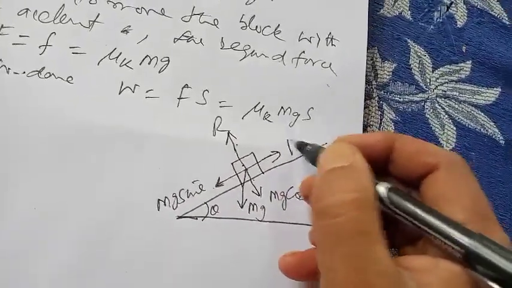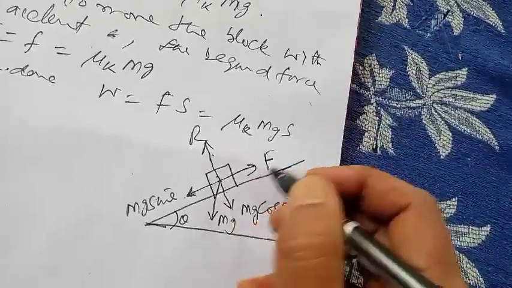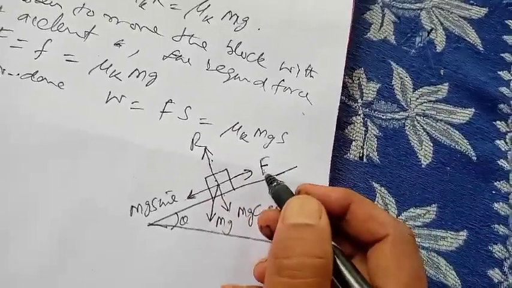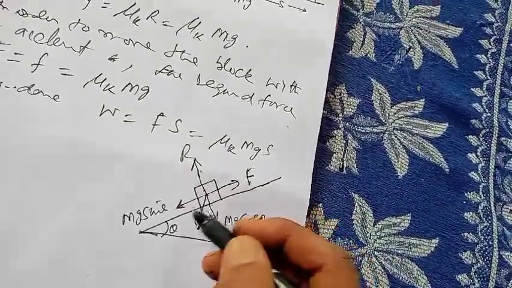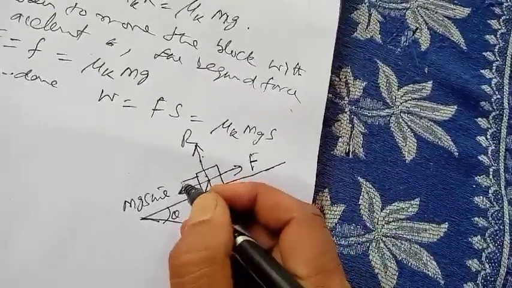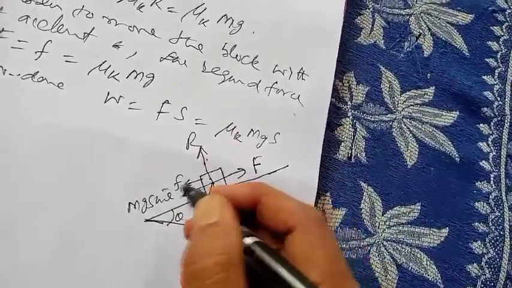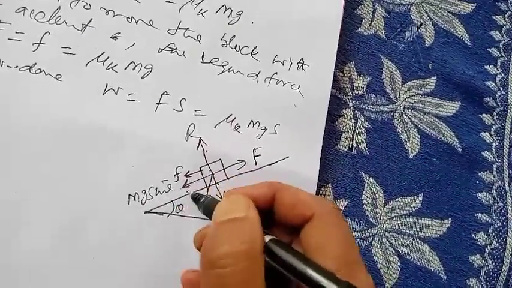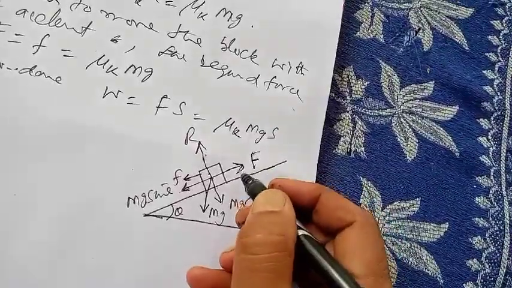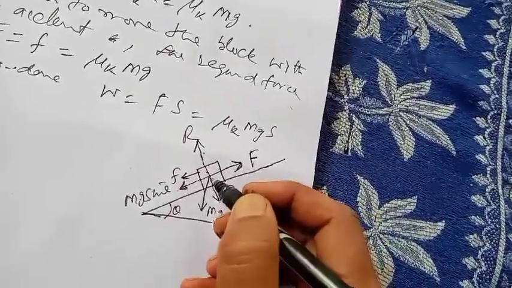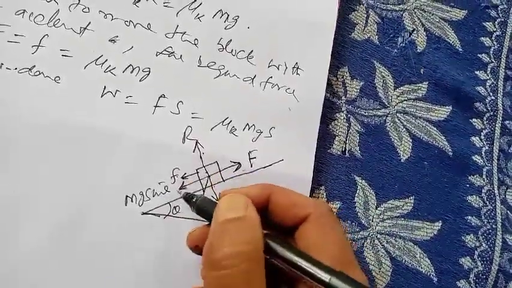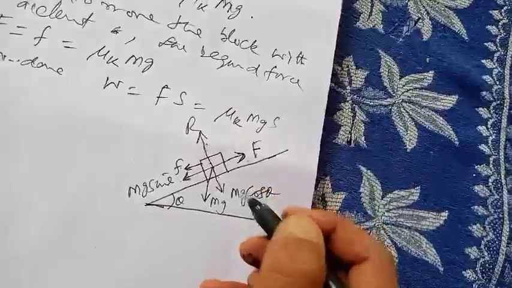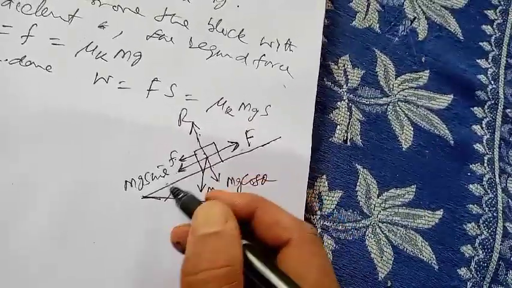This is the force required if we move the block upwards. We have to apply a force just equal to the summation of the force of friction F and mg sin theta. We have to move the block upwards against the force of friction and also against this component mg sin theta of the weight, which acts downwards parallel to the inclined plane.